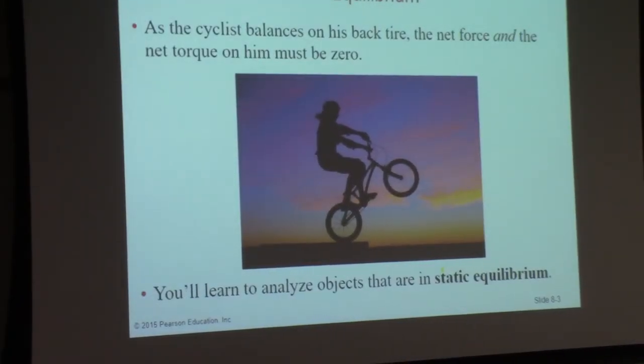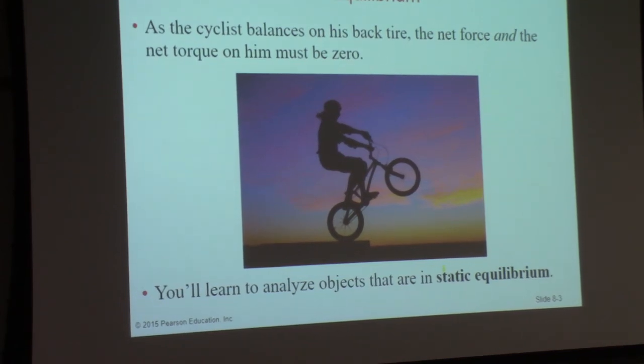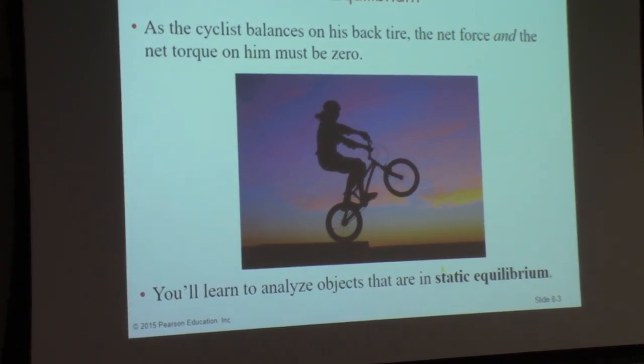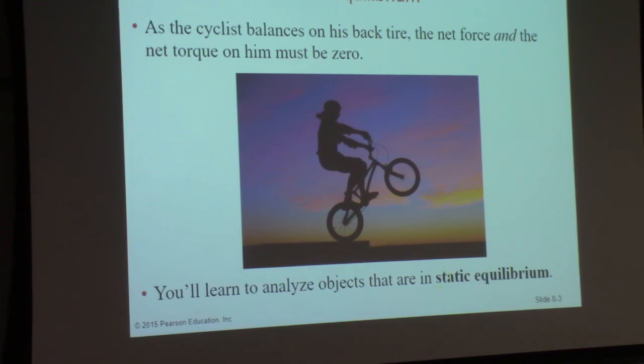As a cyclist balances on his back tire, the net force and the net torque must be zero. So forces are balanced and torques are balanced. Static equilibrium. If you're building a house or something, you want that to be in static equilibrium, right? If not, the house falls over, whatever you're building.